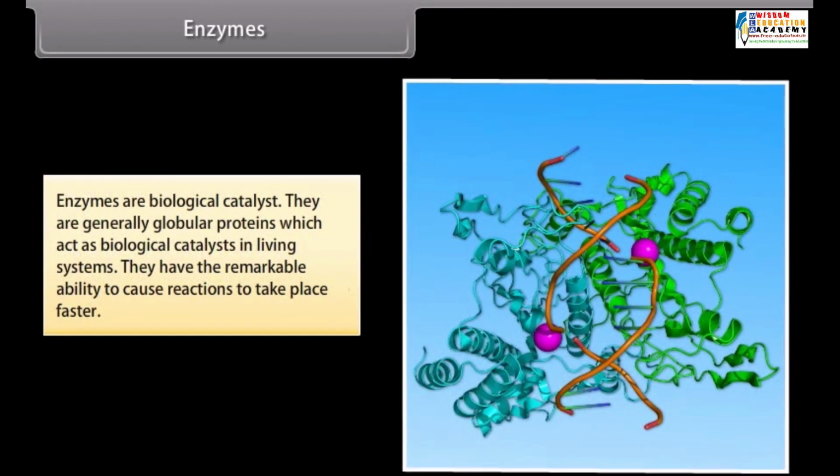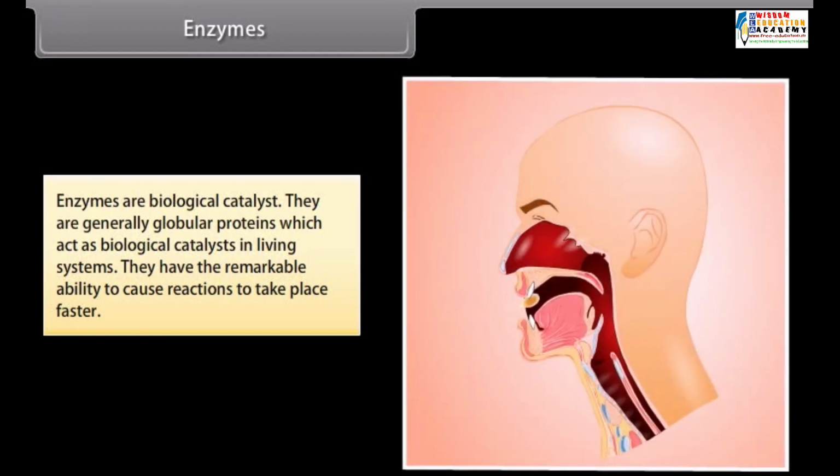Enzymes. Enzymes are biological catalysts. They are generally globular proteins which act as biological catalysts in living systems. They have the remarkable ability to cause reactions to take place faster. For example, if enzymes were not present in our digestive tract, it would take about 50 years to digest a single meal.